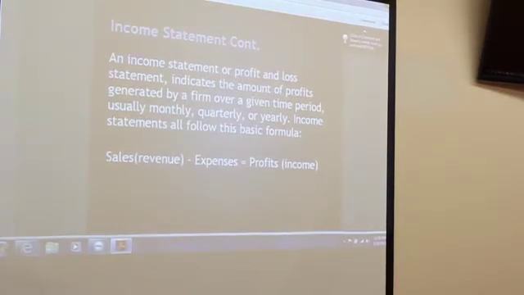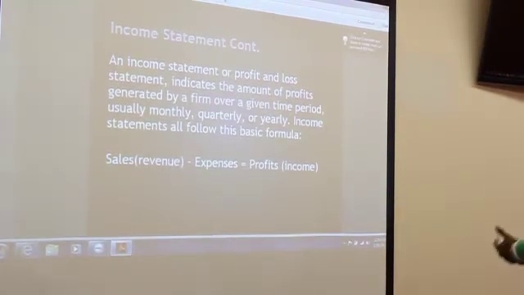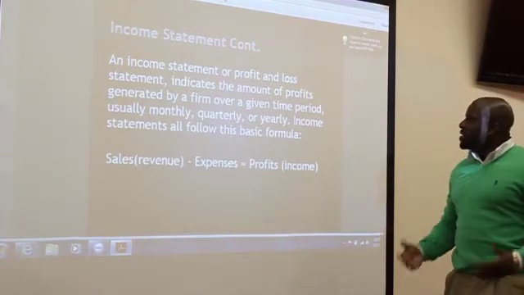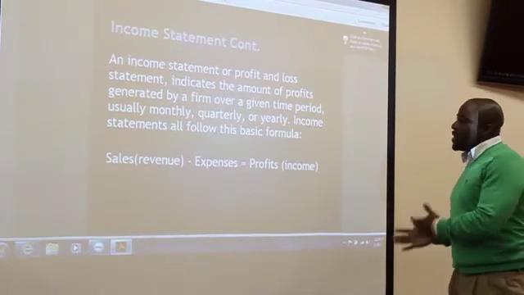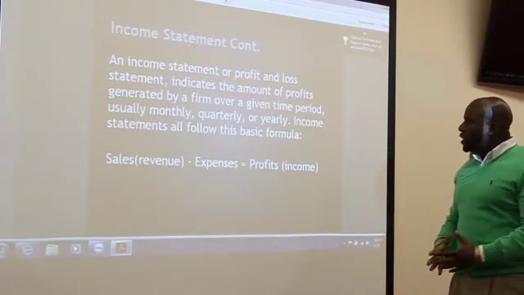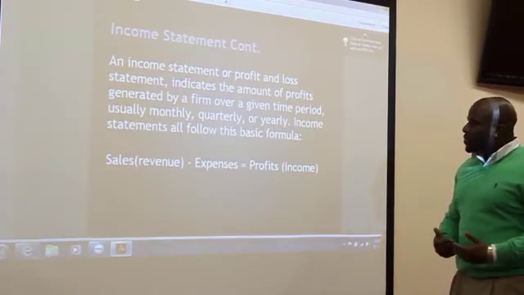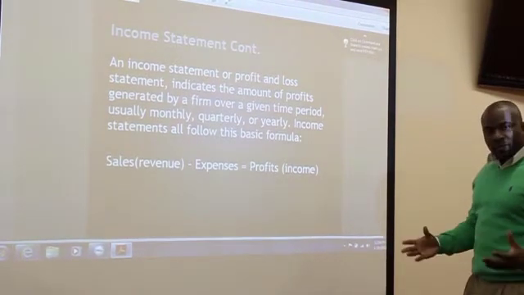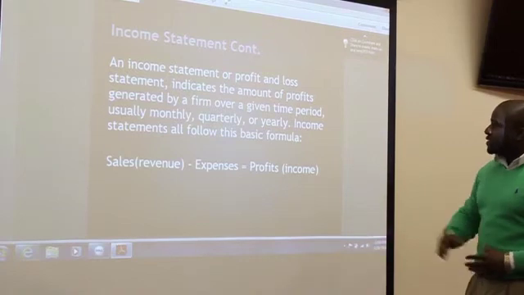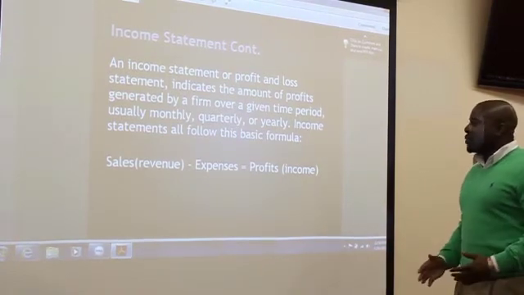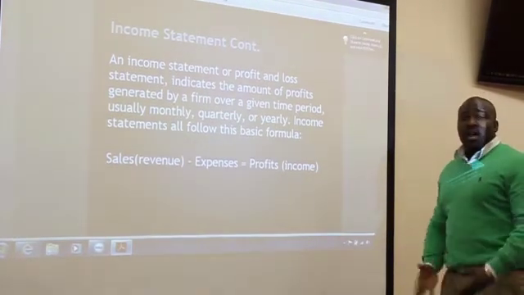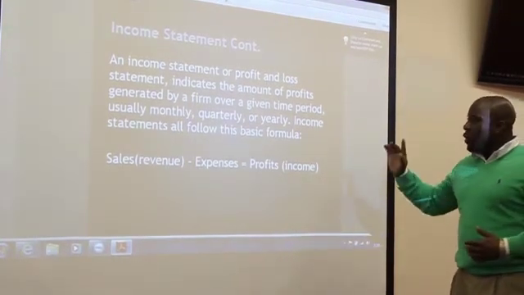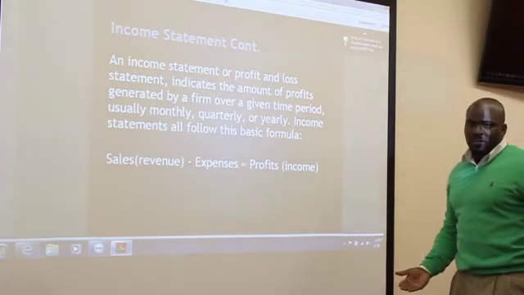Income statement continued. An income statement, or profit and loss statement, indicates the amount of profits generated by a firm over a given time period, usually monthly, quarterly, or yearly. Income statements all follow this basic formula: sales, which is the revenue we talked about earlier, minus expenses equals profit. How much money did you make, whether it's monthly, quarterly, or yearly, minus your expenses?